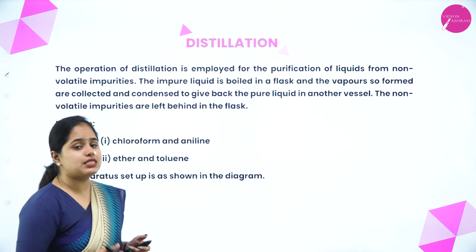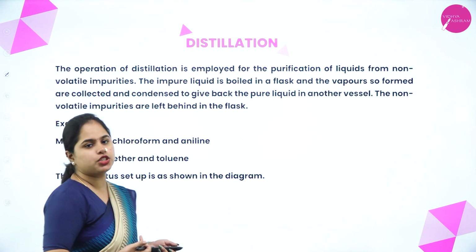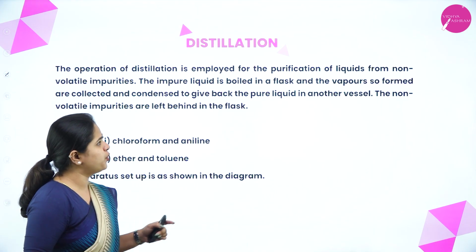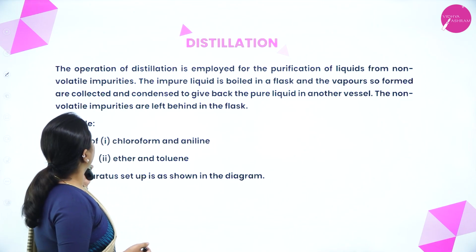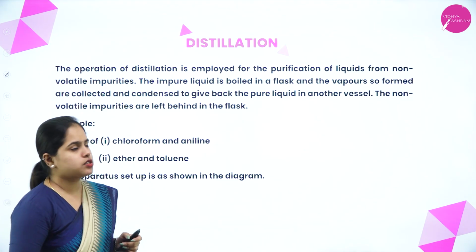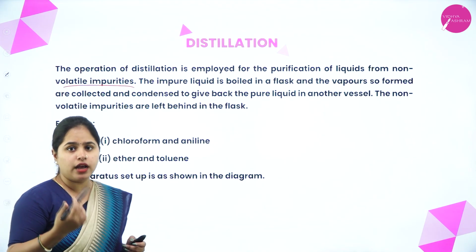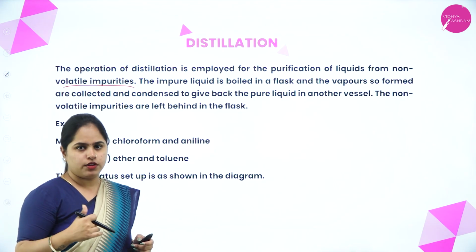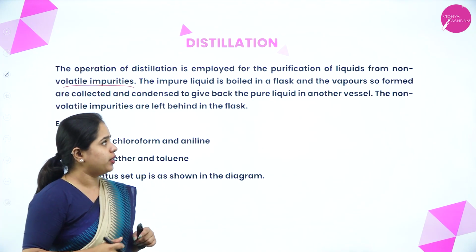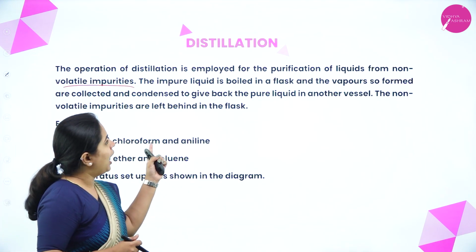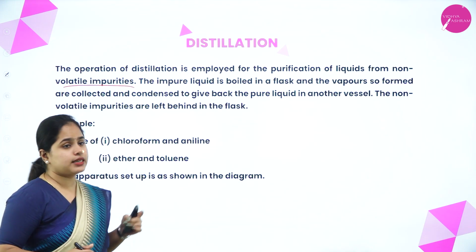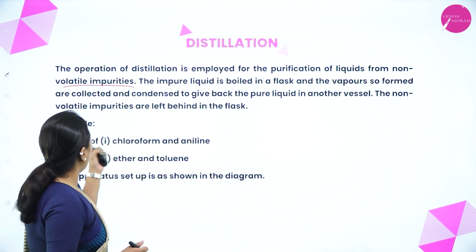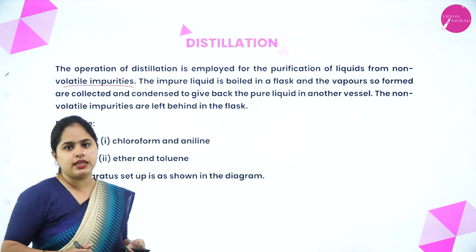Now the next method is distillation, right? Distillation method. The operation of distillation is employed for the purification of liquids from non-volatile impurities. So again, our impurities are non-volatile. That means they do not get converted into vapor phase. The impure liquid is boiled in a flask and the vapors so formed are collected and condensed to give back the pure liquid in another vessel. The non-volatile impurities are left behind in the flask.